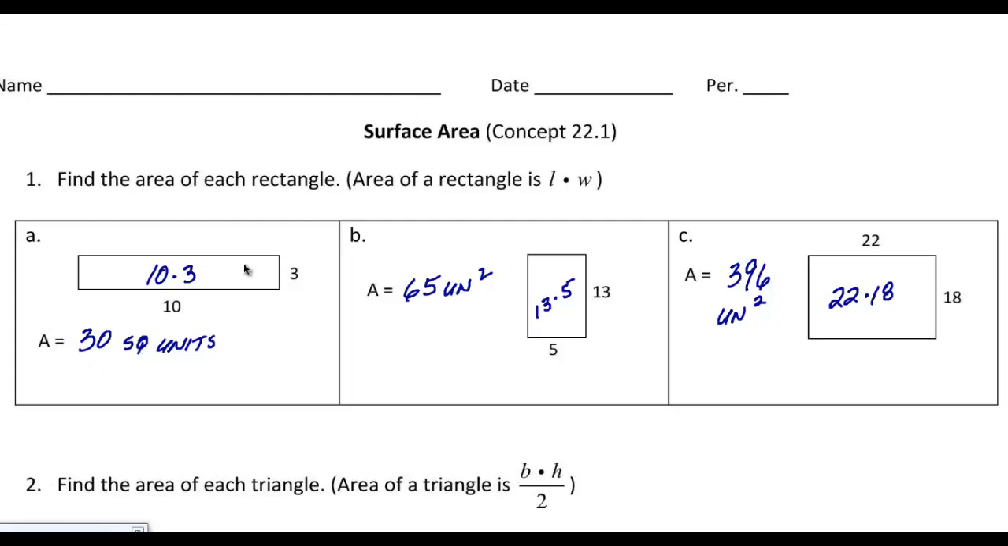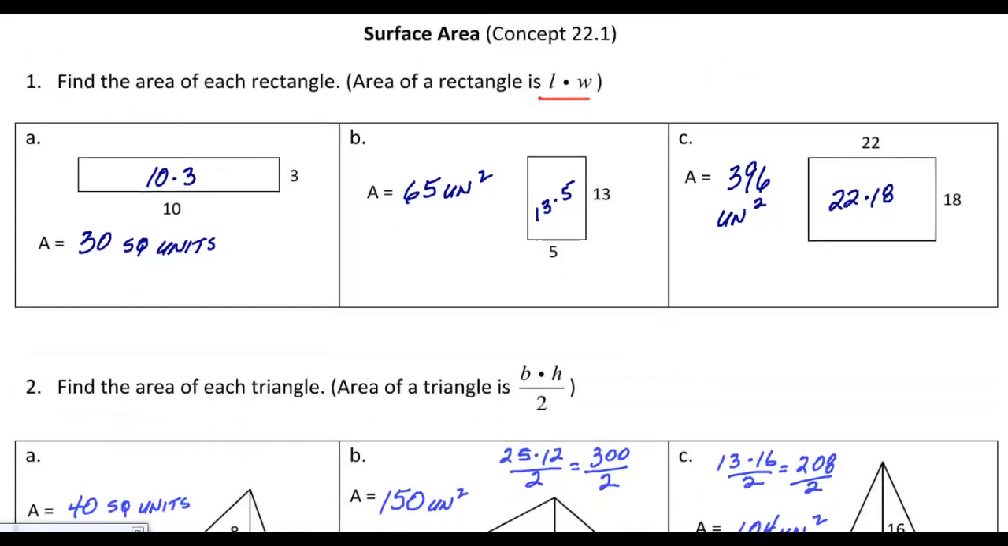Here's the first, area of this simple rectangle. You know the formula. You can see it right here if you don't remember it. And anytime the formula is not written down, be sure you write it down. So length times width. So 10 times 3, 30 square units. 5 and 13, so 13 times 5, 65 square units, and 22 times 18, 396 square units.